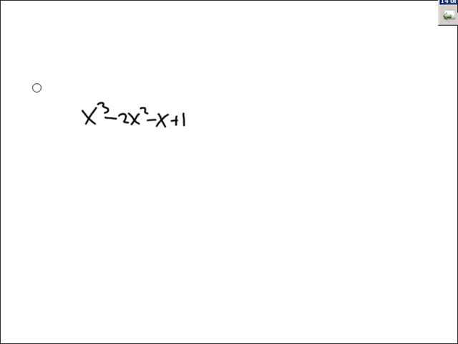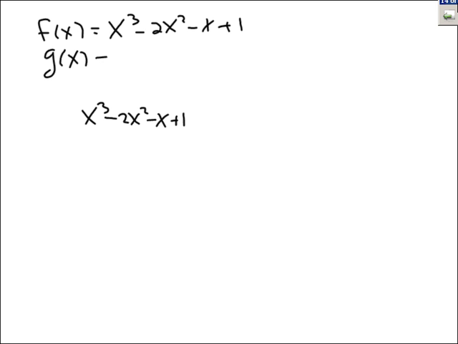So, suppose I give you these two functions. f of x is equal to x cubed minus 2x squared minus x plus 1, and the other function is just 1. Suppose you're given that, and you want to find out the area between the two curves.